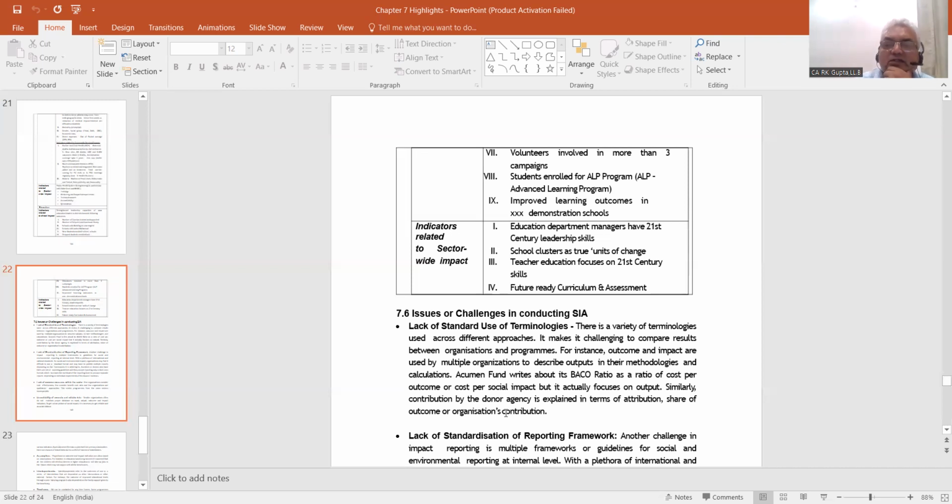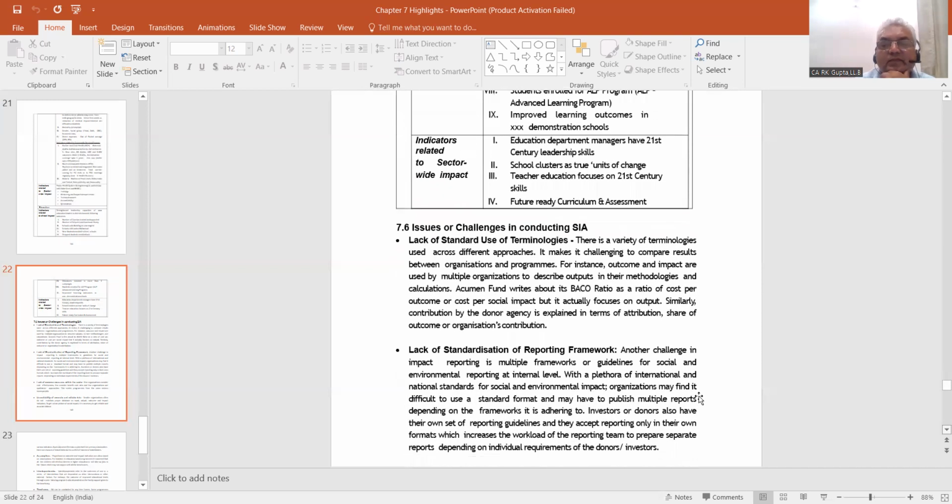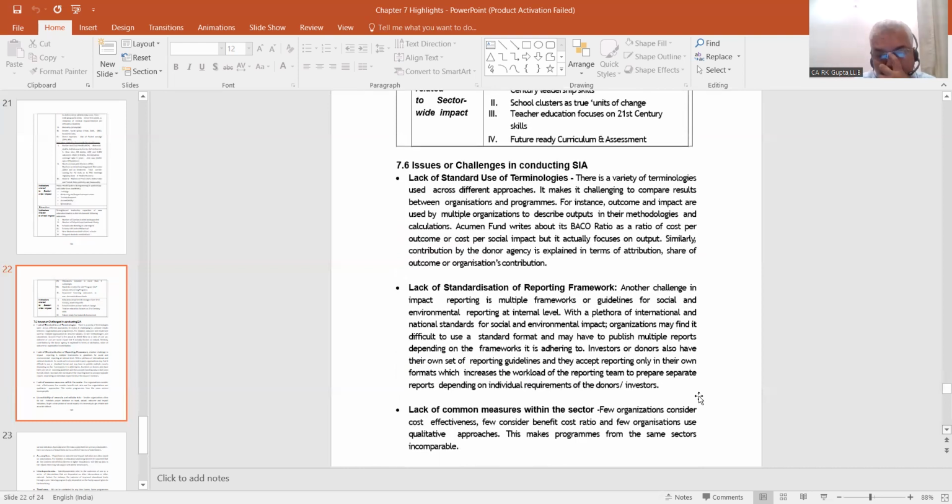Similarly, contribution by the donor agency is explained in terms of attribution, share of outcome, or organization's contribution. So, a lot of tools are there, and it's becoming difficult to compare across organizations because there is lack of standardization. Then lack of standardization of reporting framework is also there. Then another challenge in impact reporting is multiple frameworks or guidelines for social and environmental reporting at international level. With a plethora of international and national standards for social and environmental impact, organizations may find it difficult to use a standard format, and they may have to publish multiple reports depending on the framework they are adhering to.